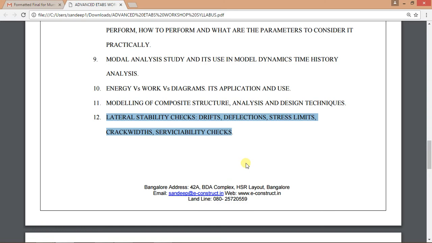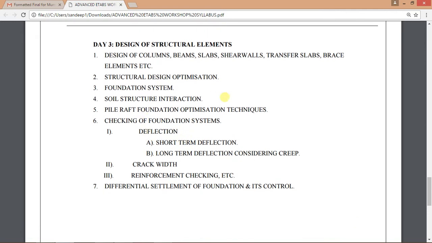Now, lateral stability checks are generally carried out after the post analysis, and sometimes you need to do an iterative process if the stability is not within the limits of the serviceability and strength constraints. Then you need to unlock the model, start modeling right from scratch and redo it. So there are many things we need to consider: the drift limits, the deflections, the stress limits, crack widths, and the serviceability checks, as well as the strength design criteria when it goes to design.